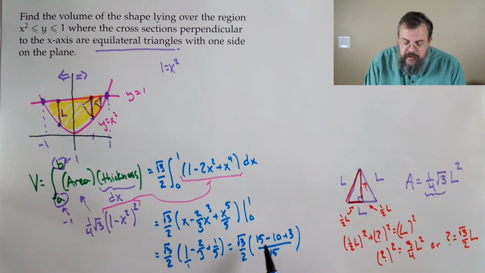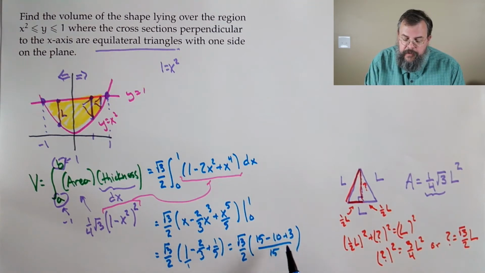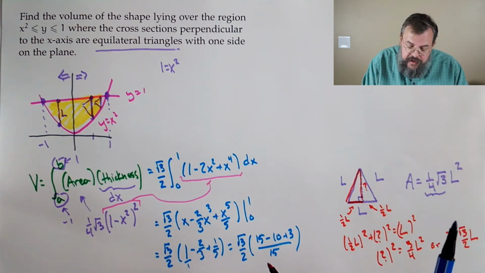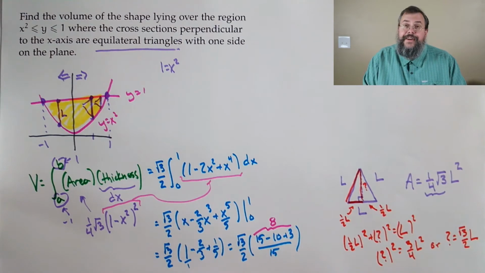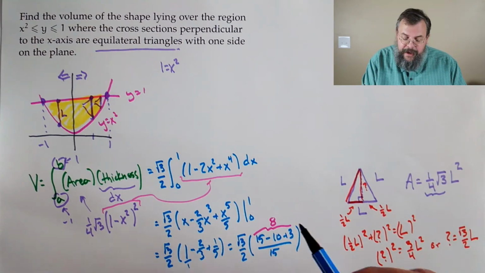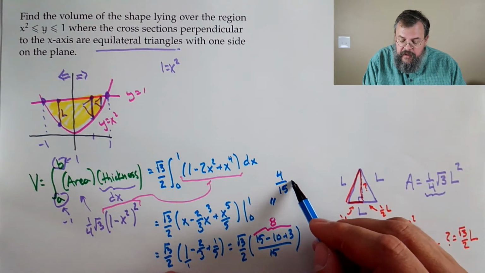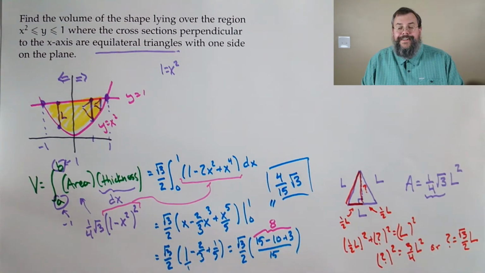If I take 15, subtract 10 would be 5. If I then add 3, that would give me 8. So that's 8 fifteenths. So that part up here, that's giving me 8. But remember, there's a 2 downstairs. So that's very convenient. 2 goes into 8. So that will leave us with 4 fifteenths root 3. And there we go. Aha! Progress. Good. Nice. Fun problem.